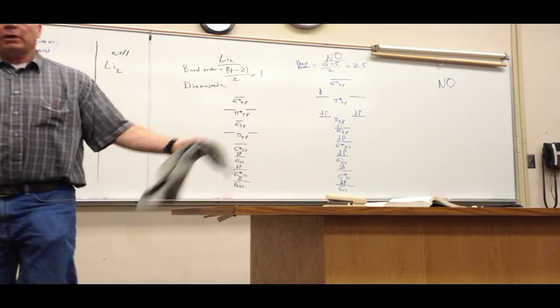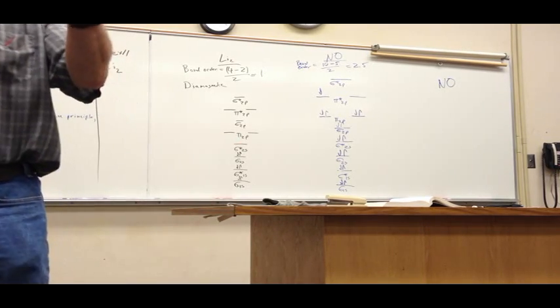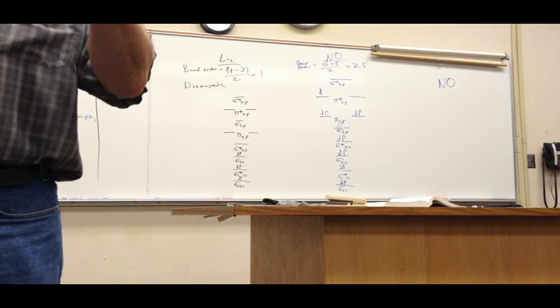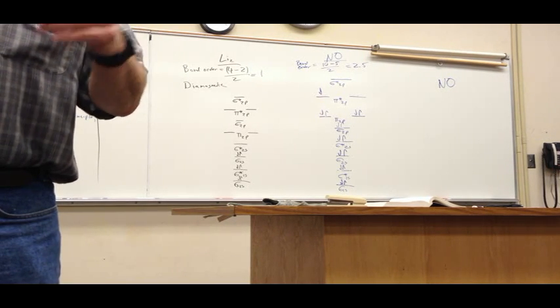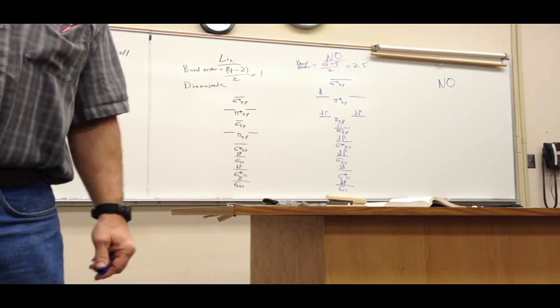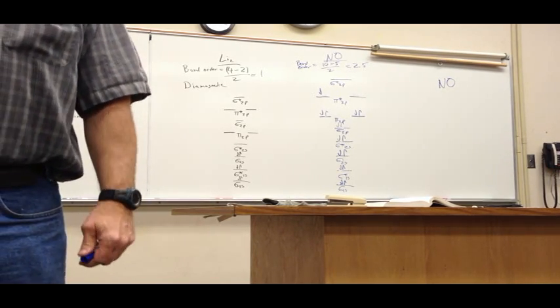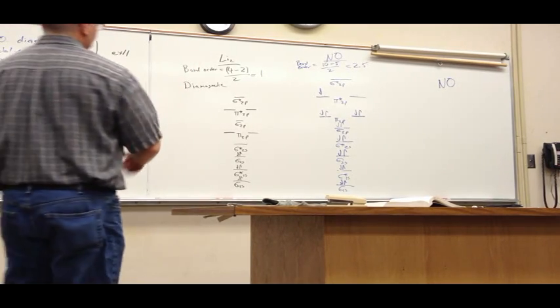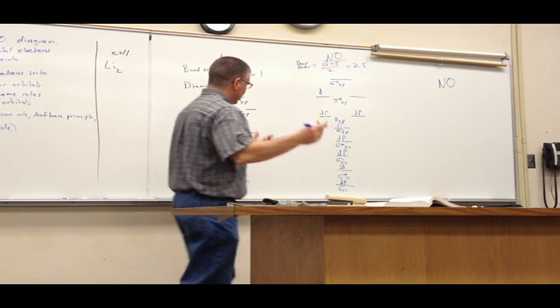So what does that mean? It means that it's shorter and stronger than a double bond would be, but longer and weaker than a triple bond would be. Half of the two. But the molecule is predicted to exist. That's nitrogen monoxide. It's a strange molecule, but it exists, right? Paramagnetic or diamagnetic? Good.